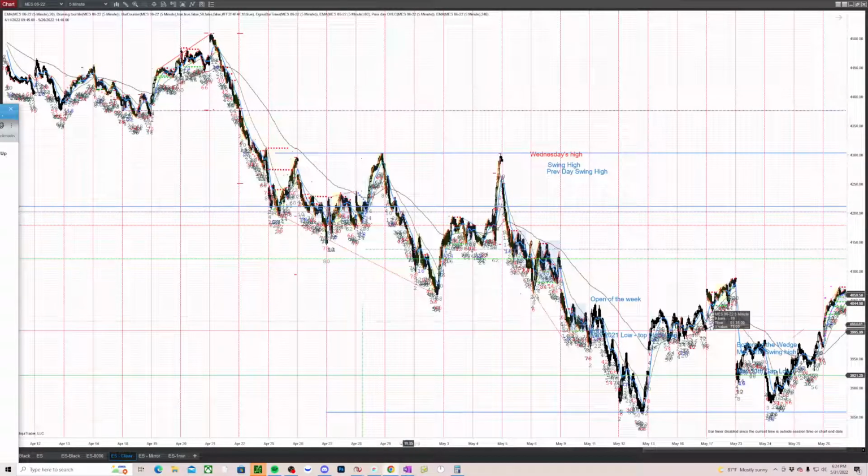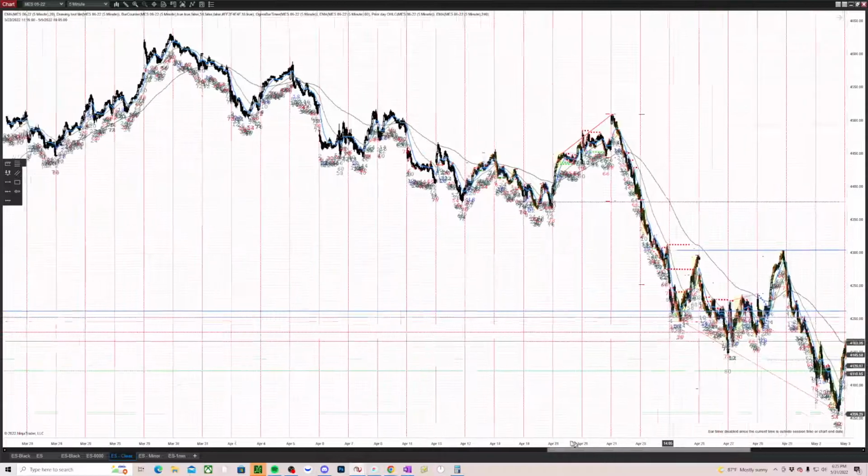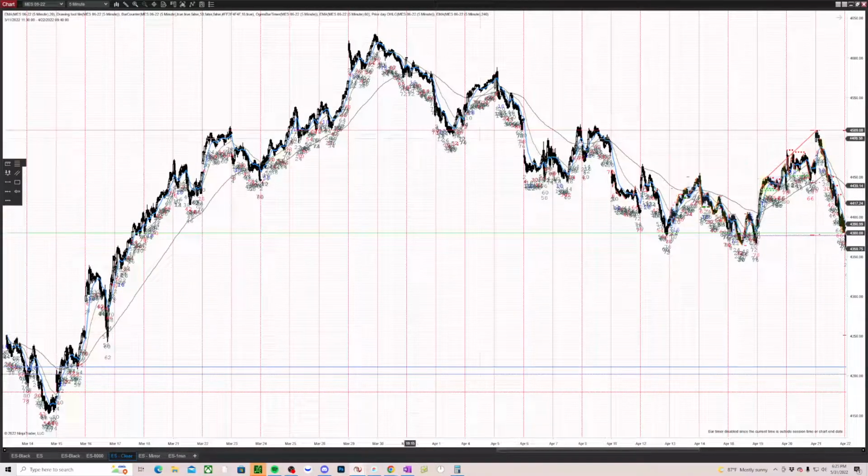And in this case, we broke the bottom of the range, came down here. Again, same thing. We have lots of tests just like this. The price keeps doing the same thing over and over and over again.